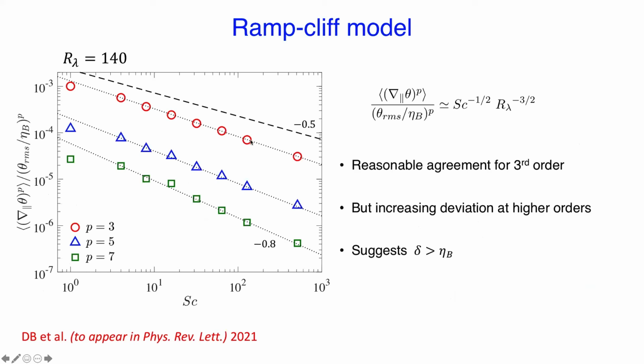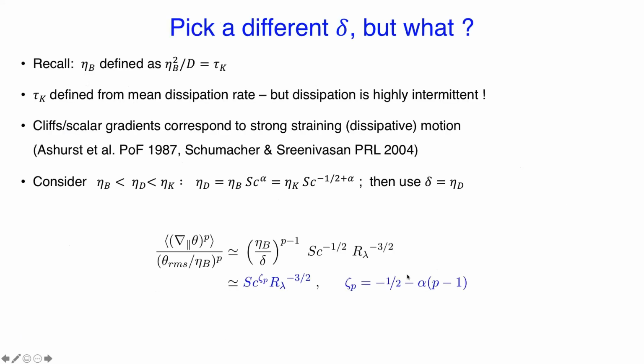And then we can see that reasonably, the 3rd order moment is maybe close to this minus half scaling, but by the time we are at the 7th moment, the scaling is substantially different from minus half. So clearly the assumption that the size of the cliff delta equals eta b didn't work out, and what this is telling us is that delta has to be greater than eta b.